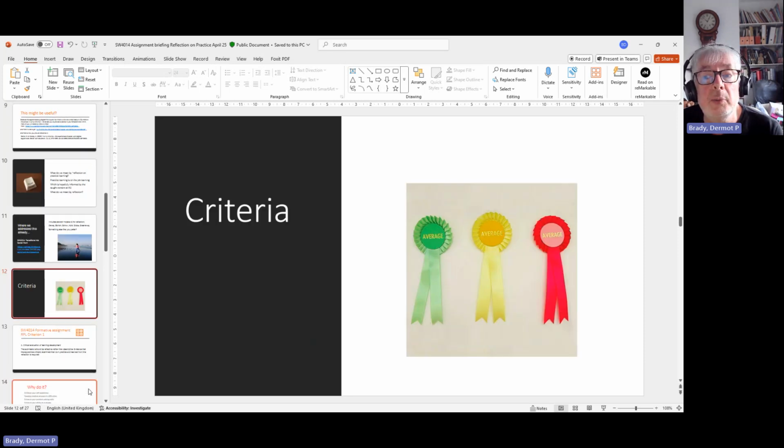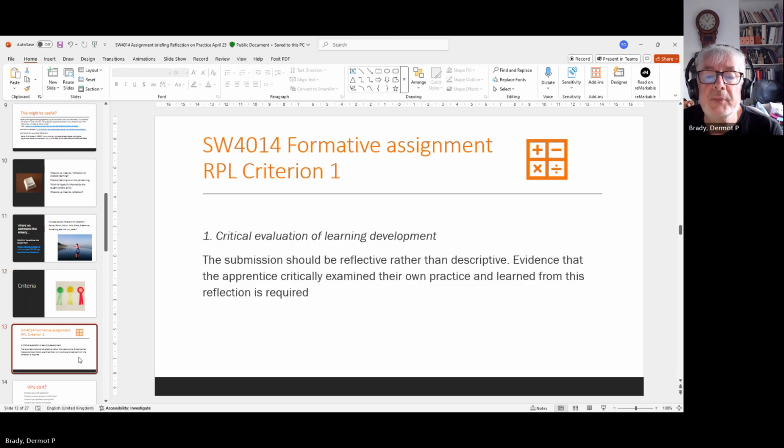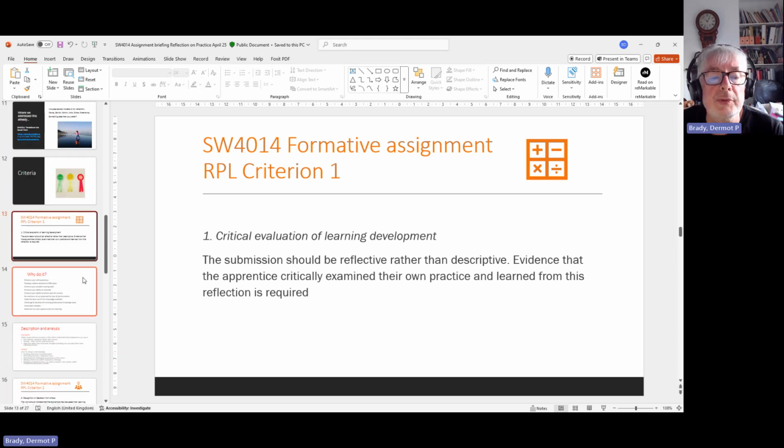So I did say I would do those 4 criteria. So let's have a little look. The first one, critical evaluation of learning development. That really means that the submission should be reflective rather than descriptive. Not, I went into class and I learned about a model. I met a person in their home. That's fine as a starting point, but really it doesn't get where we need to be in terms of reflection. Reflection really prompts us to examine our own practice and improve it.